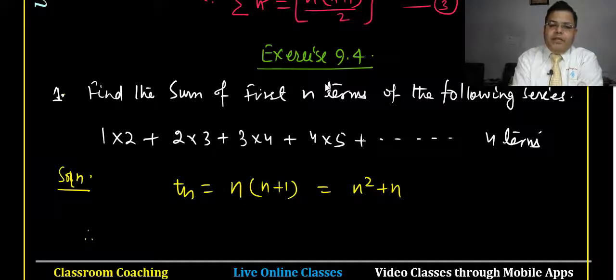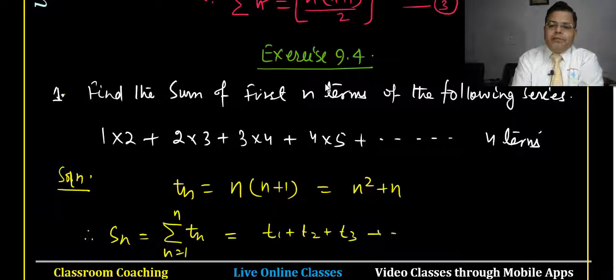And now, Sn is equal to sigma Tn, where n goes from 1 to n. It means T1 plus T2 plus T3, isn't it?